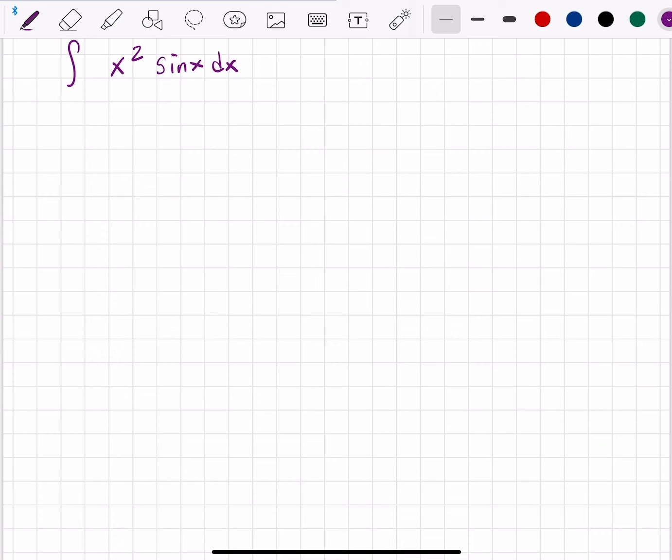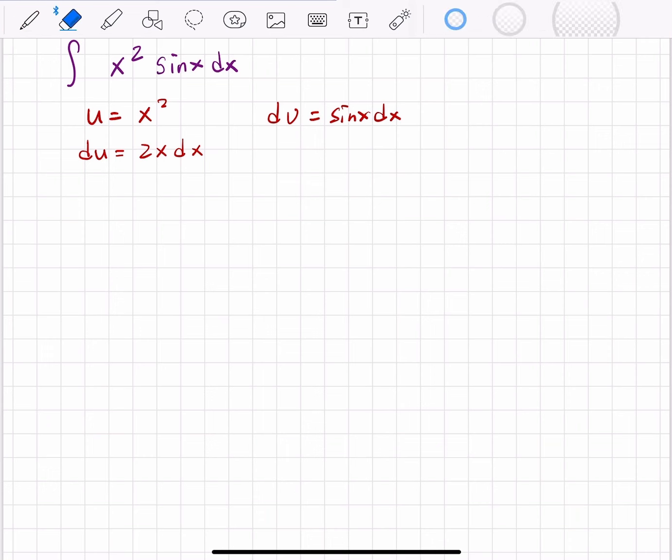equal to sine of x. Actually, we should use u to be x squared, and then dv equal to sine of x dx. The reason for that is when we take the derivative of u, x squared, it is easier to do, and in case we need to do integration by parts multiple times, eventually it will go to 1 or 0. Then the integration of dv is not hard.